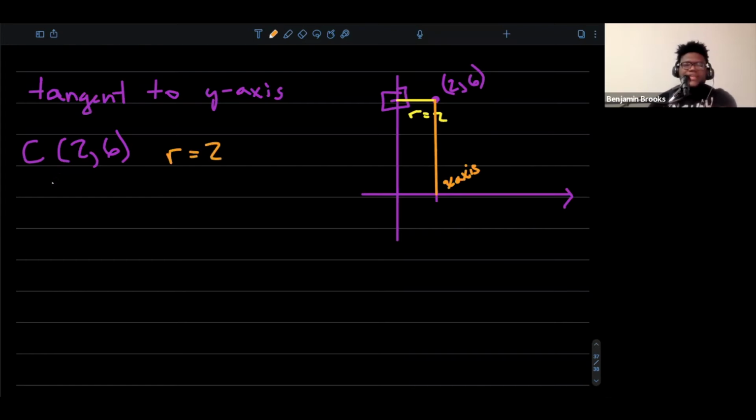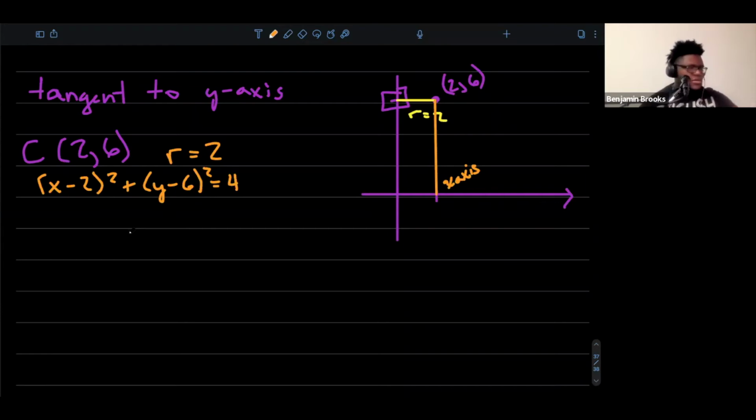We plug everything into our standard format. (x minus 2) squared plus (y minus 6) squared equals 4, because 2 squared is 4. And then we're done.